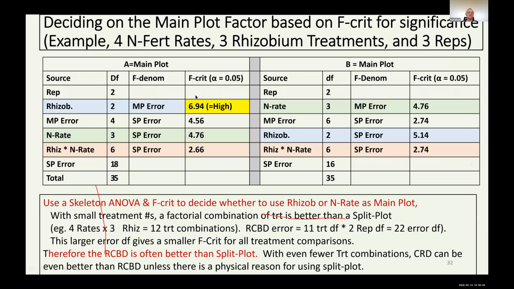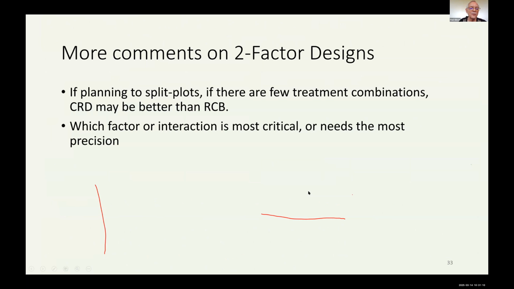skeleton ANOVA with 4 fertilizer rates, 3 rhizobium treatments, and 3 reps. If we use rhizobium as main plot, then the required F is quite high. It drops quite a bit if we use the nitrogen rate, and most of the other comparisons don't make much difference.